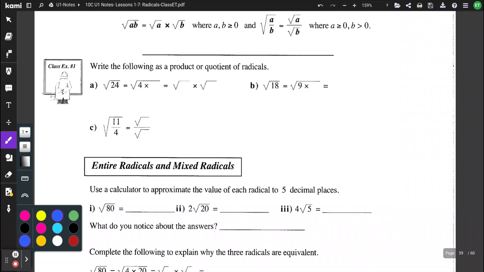So we're going to split number 24 up. They said, okay, you're going to split 24 by doing a 4. Well, 4 times what gives me a 24? 6. So they've split it into root 4 times root 6.